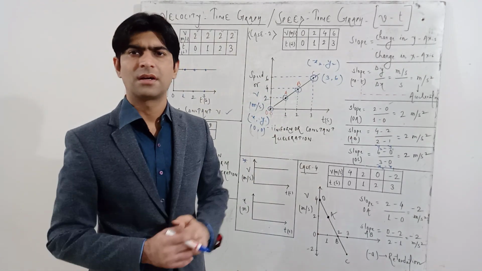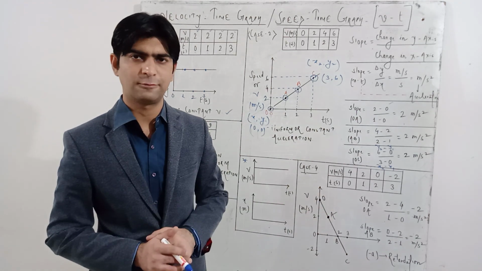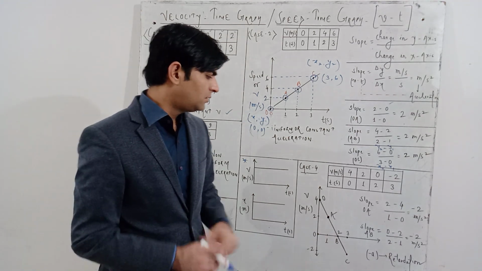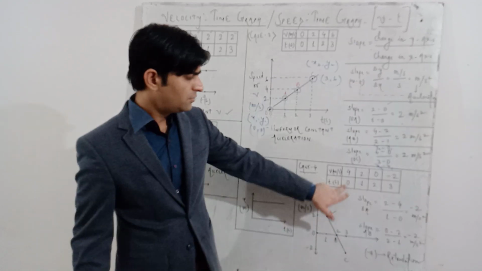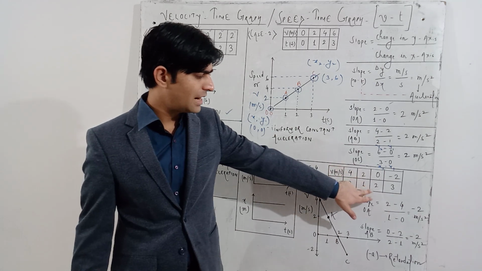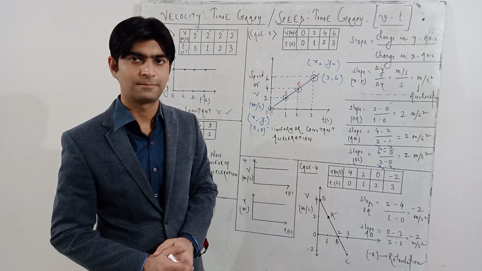In the last class also we had a discussion on position time graph. This will give the negative velocity in case of position time graph. You must watch that video. Okay, so in this case, if you see here, at 0 it is 4 meter per second, at 1 it is 2 meter per second, at 2 it is 0 meter per second, at 3 second it is minus 2 meter per second.